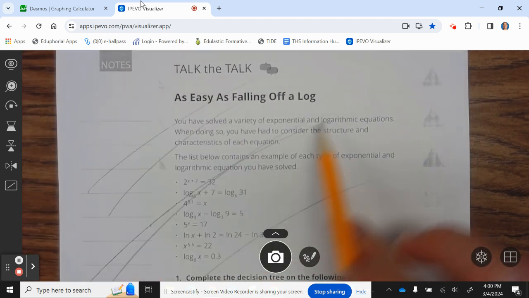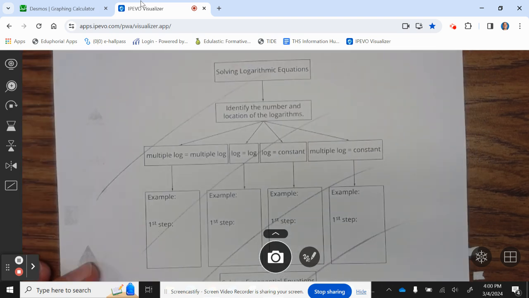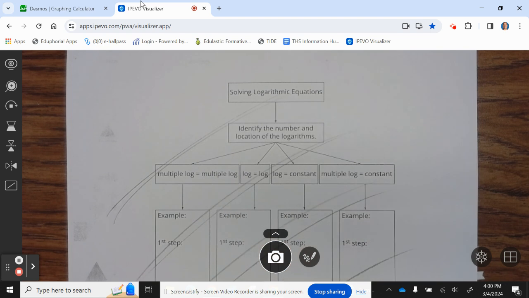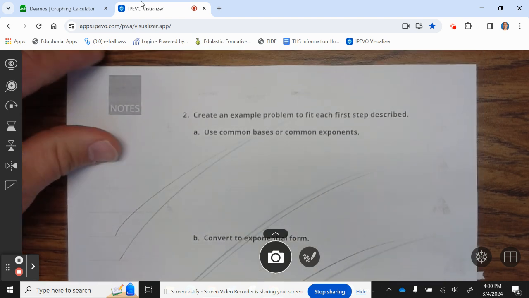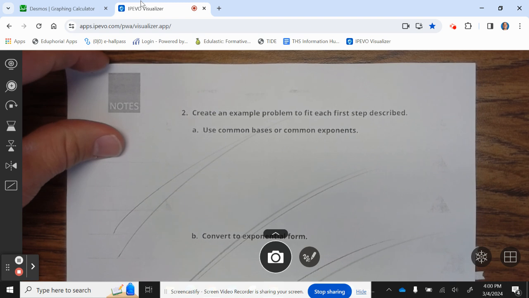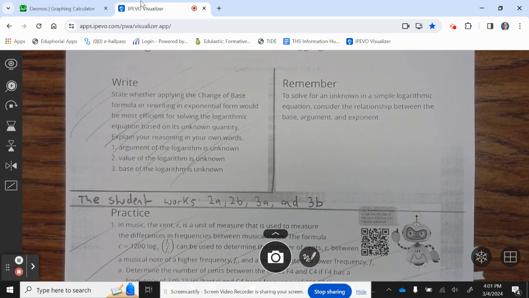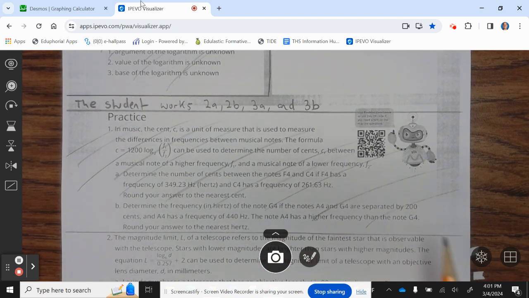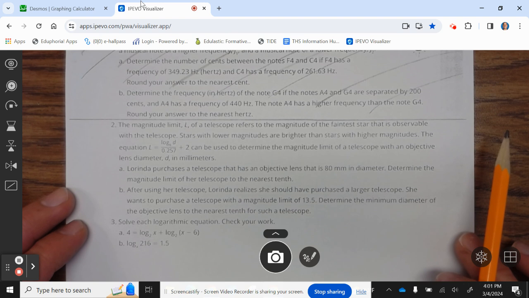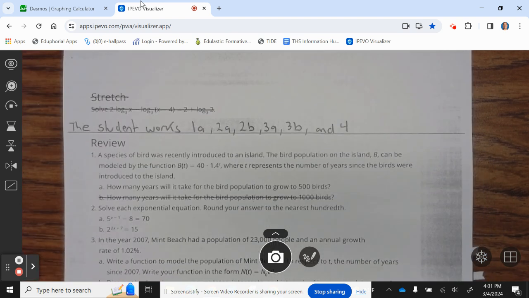All right, go ahead and mark this page out. Let's take a look at the next page. Go ahead and mark this page out. Go ahead and mark this page out. All right, go ahead and mark this out. The student works 2A, 2B, 3A, and 3B. So go ahead and mark out 1. All right, let's take a look at the next page. The student works 1A, 2A, 2B, 3A, 3B, and 4.